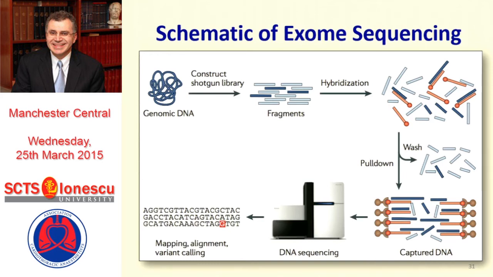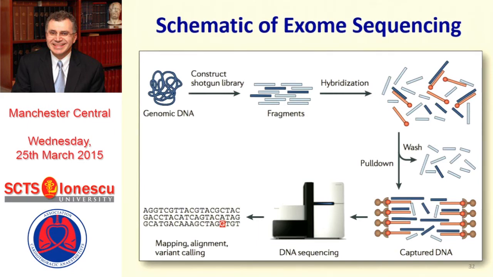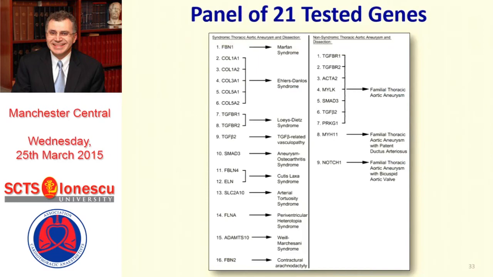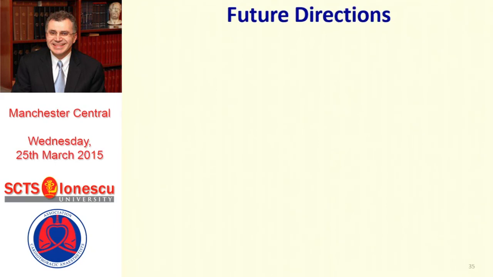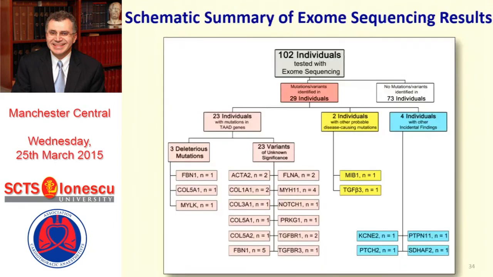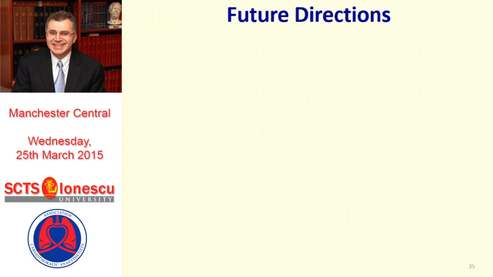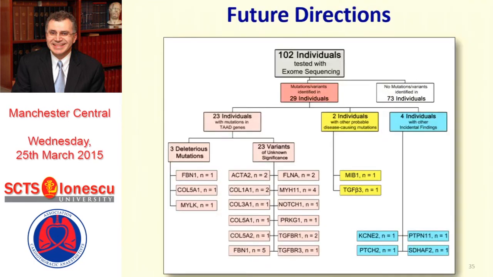So what our team has done is to sequence the coding part, the exome part, through the breaking down of the gene as you see there, and then it's being read. This is the current panel of 21 genes that we use. Again, most of these have been identified by Dr. Milewicz. So we now have done over 100 of these completed exomes. And this is the distillate of what we have found.